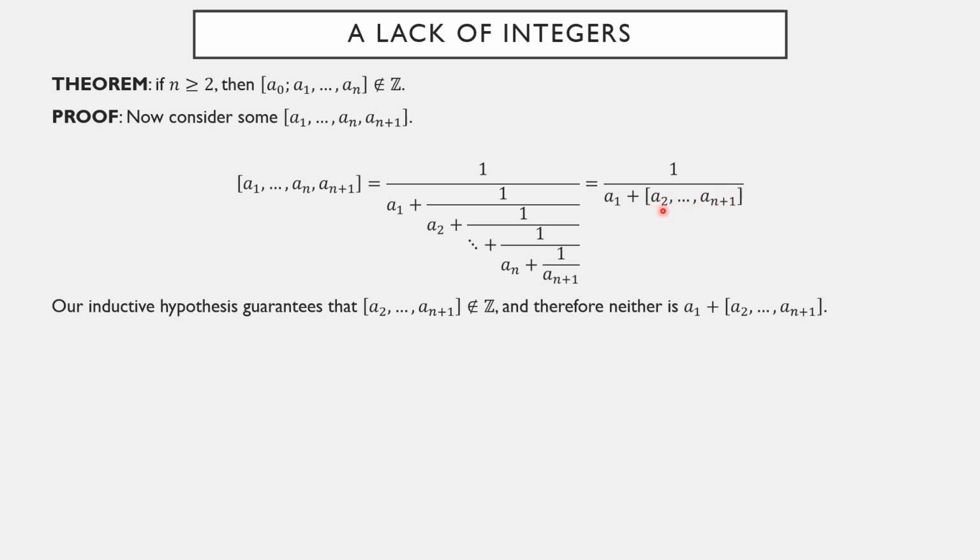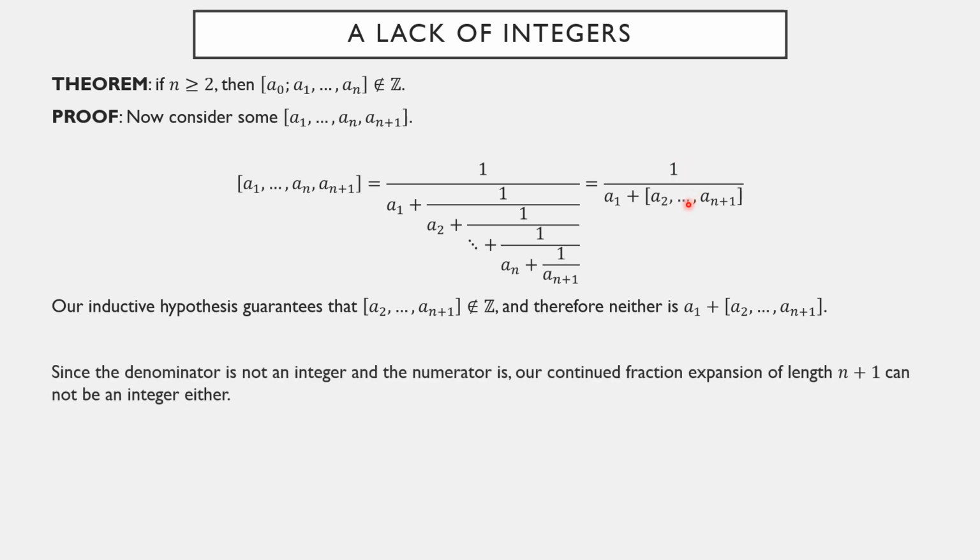It starts at index 2 and ends at index n plus 1, meaning it has exactly n terms in it. But our inductive hypothesis was that no continued fraction expansion of length n could possibly be an integer. So this is not an integer here. Therefore, a1, which is definitely an integer, plus this can't be an integer. And I have 1 over that, so that's not an integer. So we've inductively proved that if a length n expansion cannot be an integer, then a length n plus 1 expansion cannot be an integer, and we've shown a length 2 expansion can't possibly be an integer, so inductively no expansion of length 2 or larger could possibly be an integer.